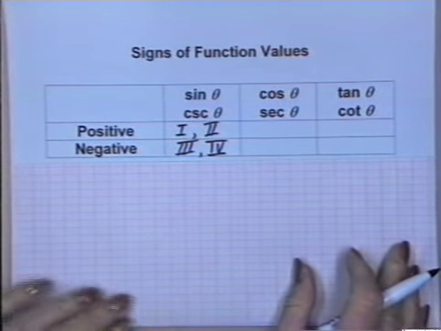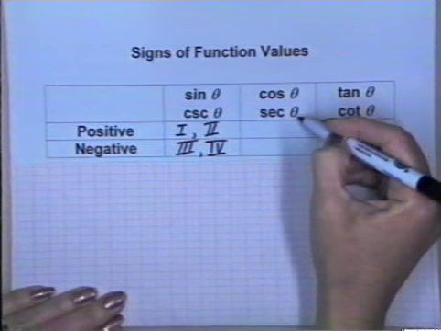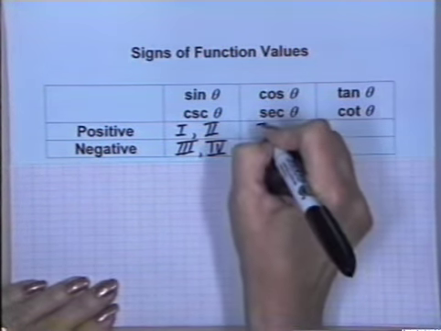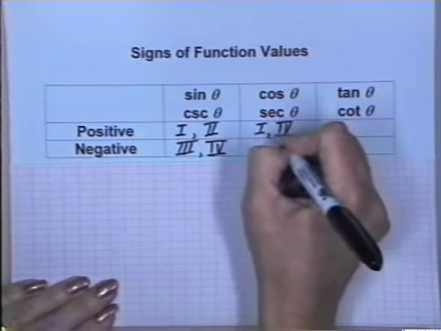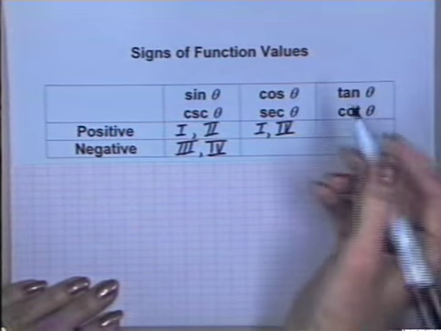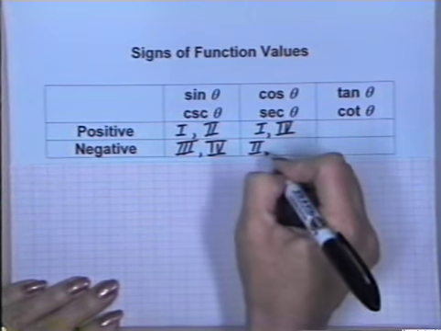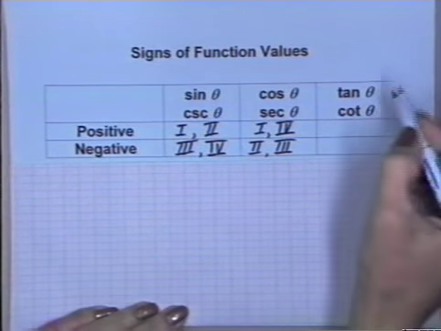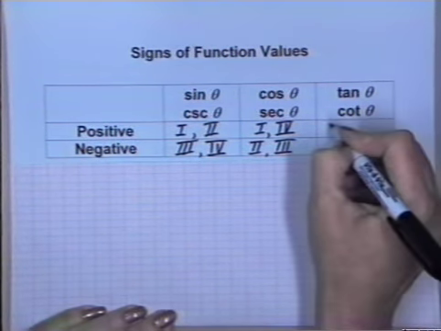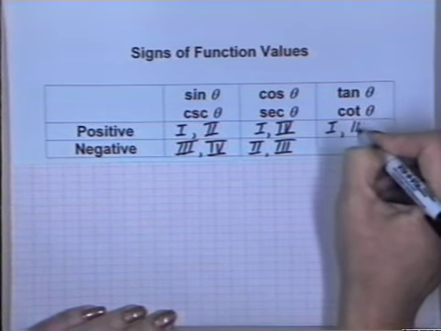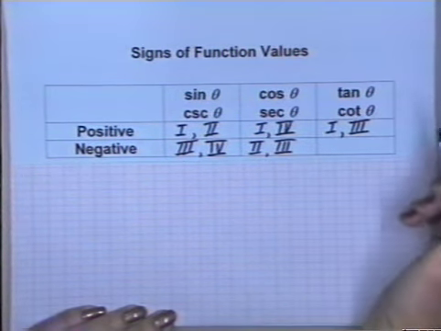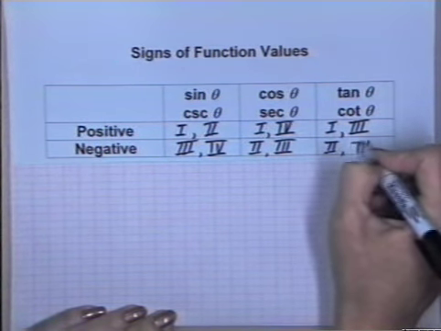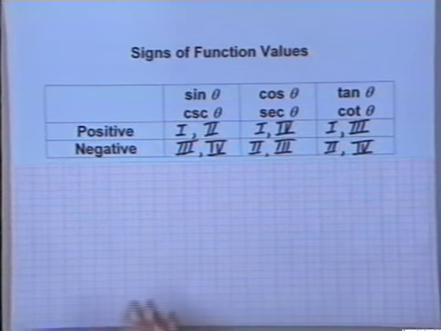and the fourth quadrant. For the cosine and secant functions, there are two quadrants that the cosine and secant are positive, first quadrant and fourth quadrant, and the two quadrants where they're negative are second quadrant and third quadrant. For your tangent and cotangent functions, they are positive in the first quadrant and the third quadrant, and they are negative in the second quadrant and the fourth quadrant.